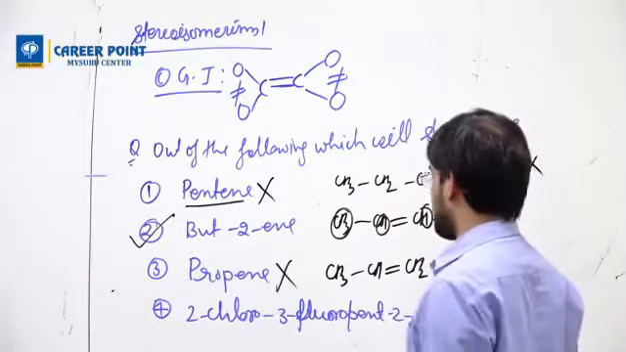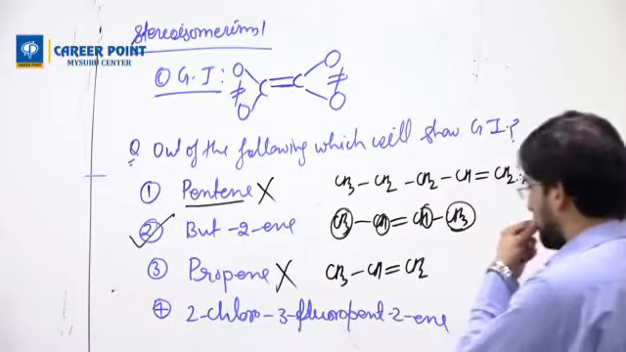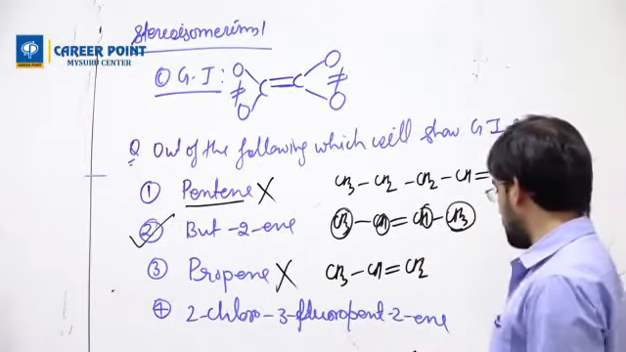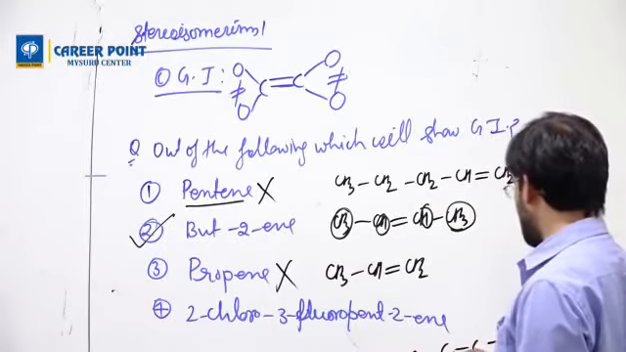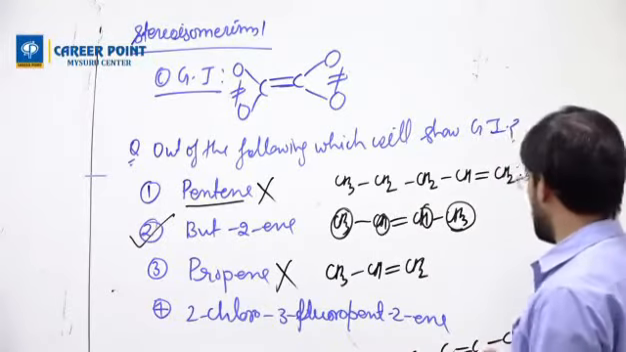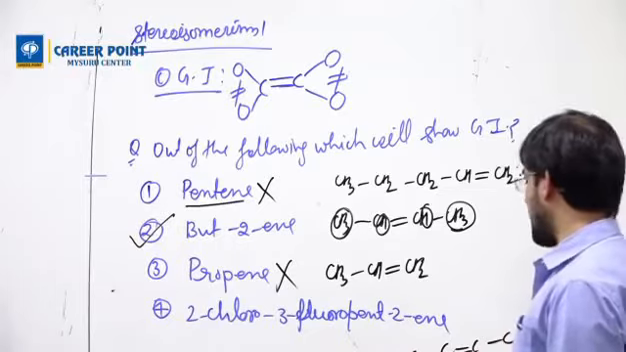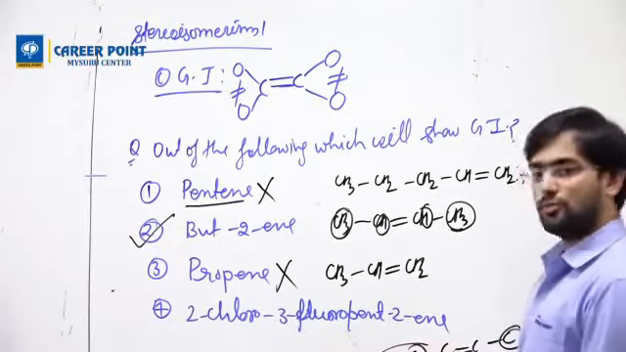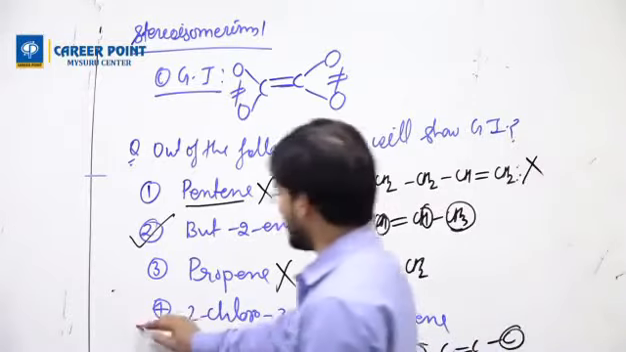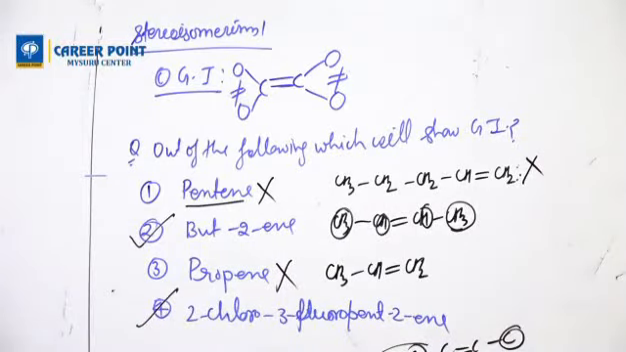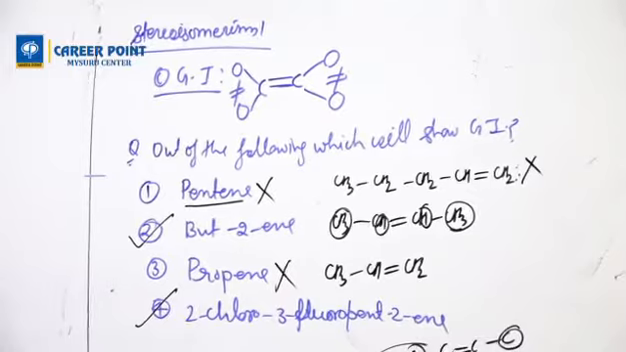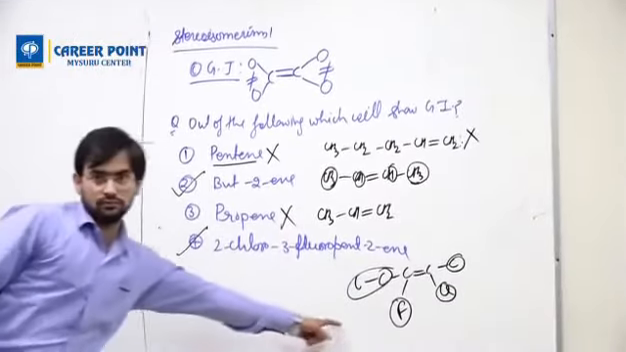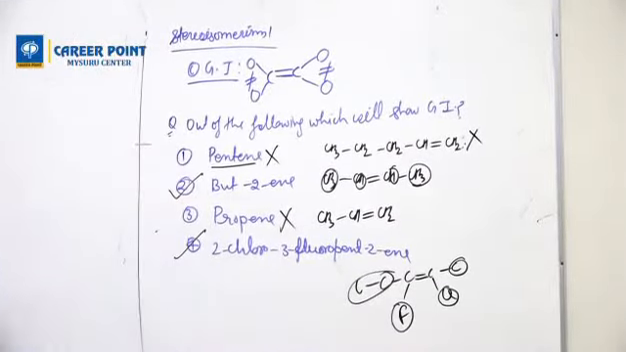It won't show. 2 chloro, 3 fluoro, pent-2-ene. So 1, 2, 3, 4, 5. 5 carbon, 2 carbon double bond, 2 carbon chlorine, 3 carbon fluorine. 1 group, 2 group, 2 group, 1 group. All are different. So the correct answers are 2 and 4. Done?